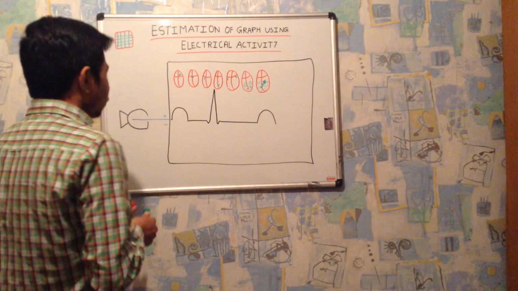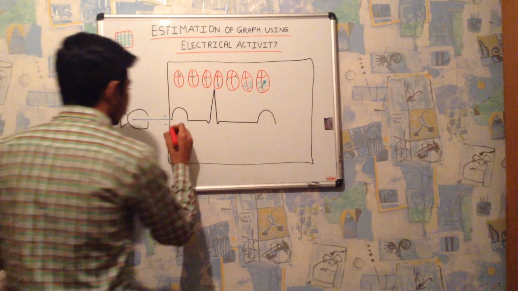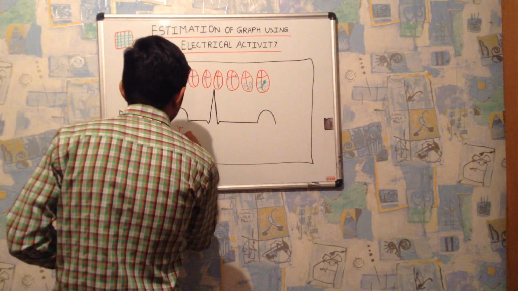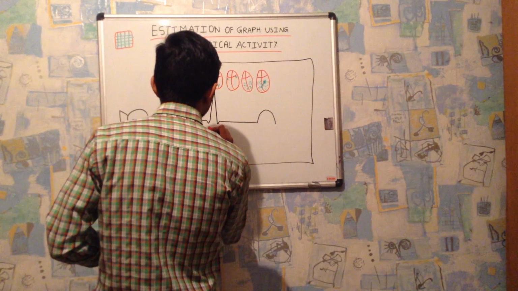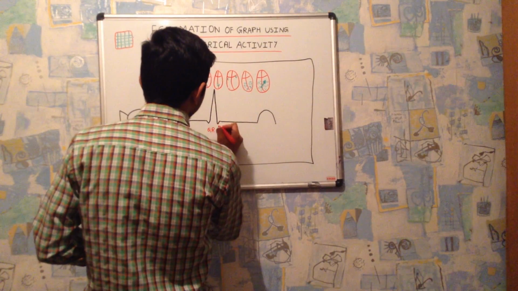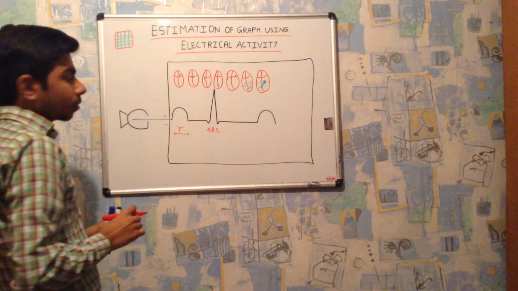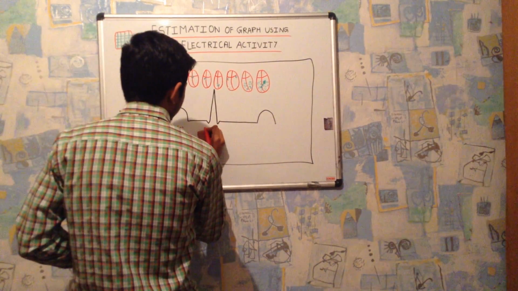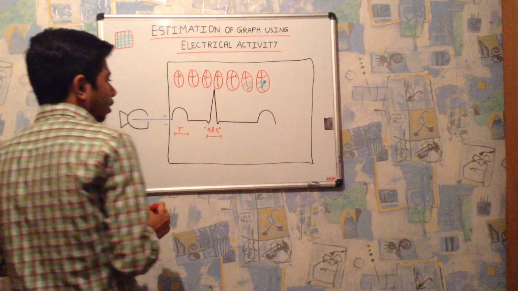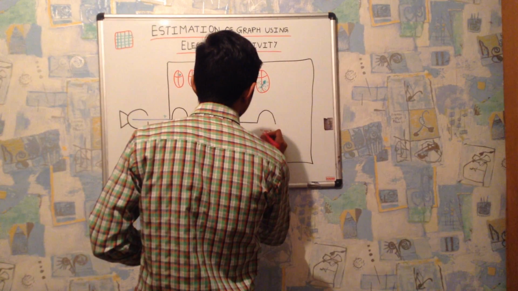So now I would like to talk about the waves. Actually, this fluctuation, we call it the P wave. This is our Q wave. This is our R wave, and this is our S wave. And combined, it is famous by the name QRS complex. And this is our T wave due to the repolarization of ventricles.